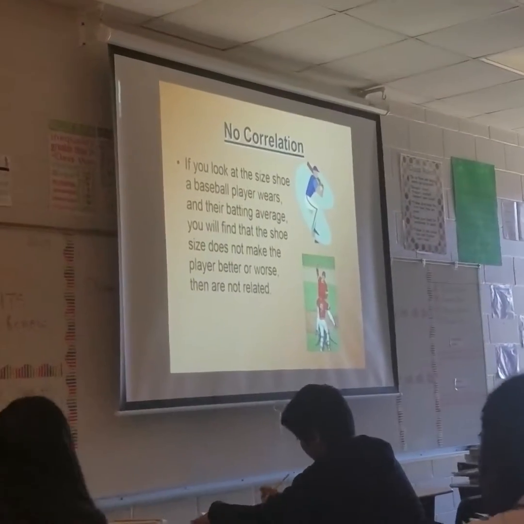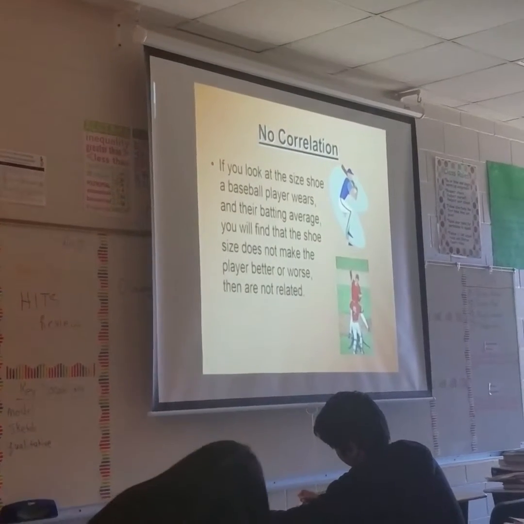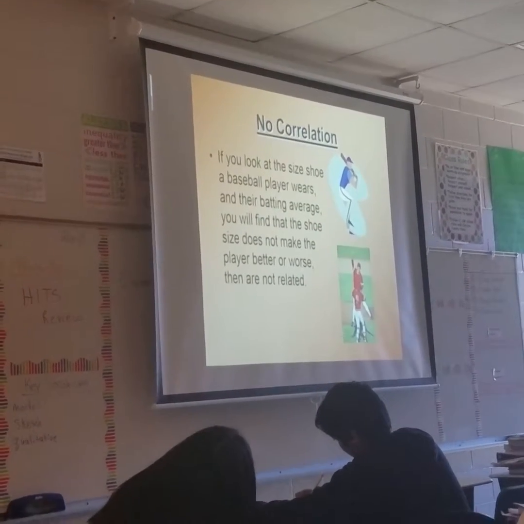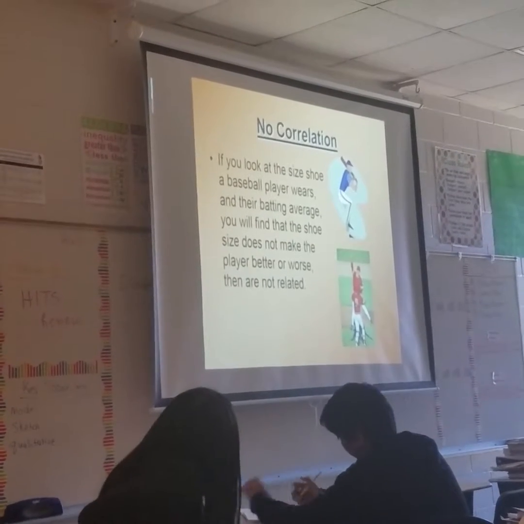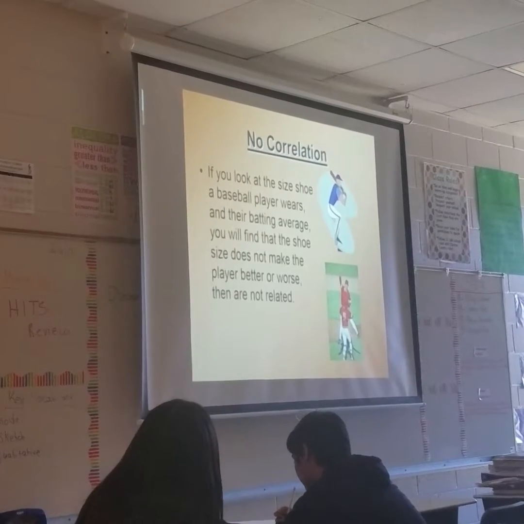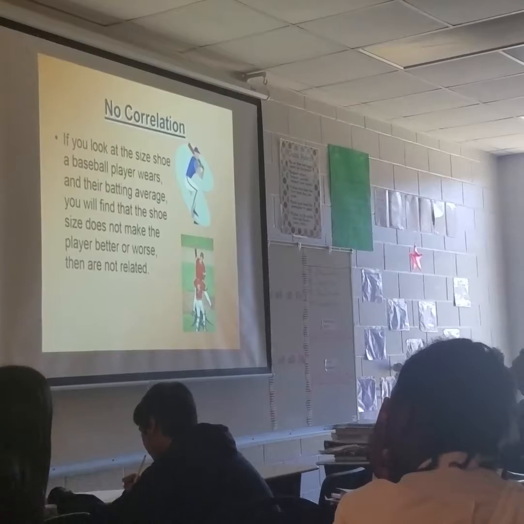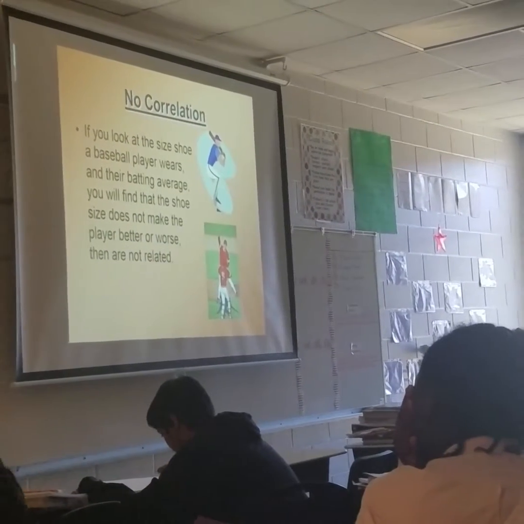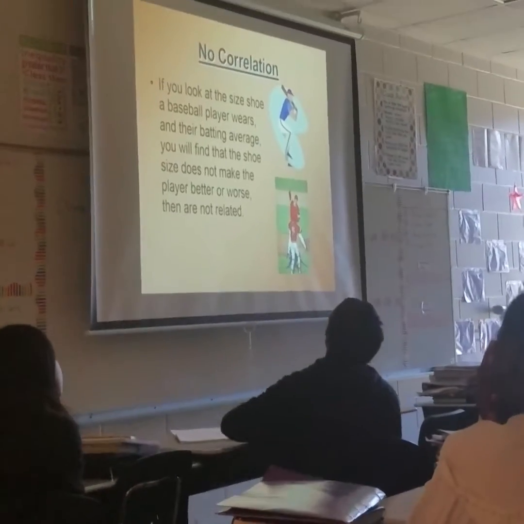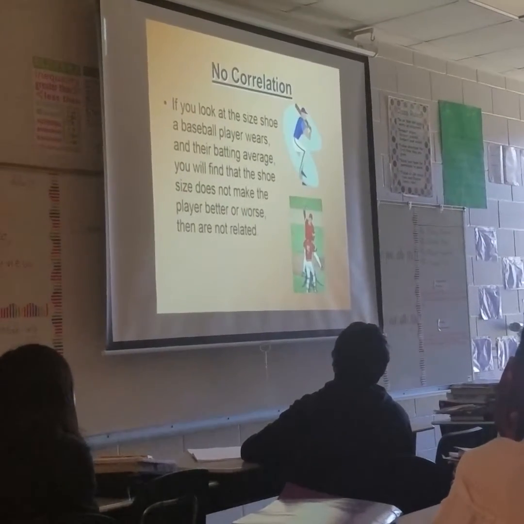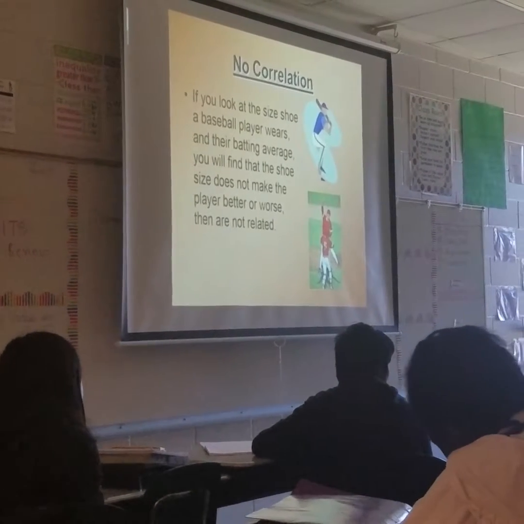Your real life example of that? Ms. Meyer, read that for me. If you look at the size shoes a baseball player wears and their batting average, you will find that the shoe size does not make the player better or worse. Then it's not related. Okay, so the size of the player's shoe has nothing to do with his batting average. There's no correlation there. Okay? So any questions on positive, negative, or no correlation so far? Can you go back to no correlation?